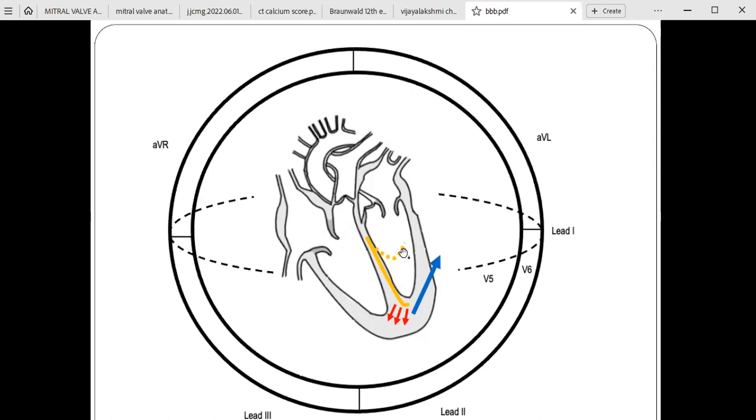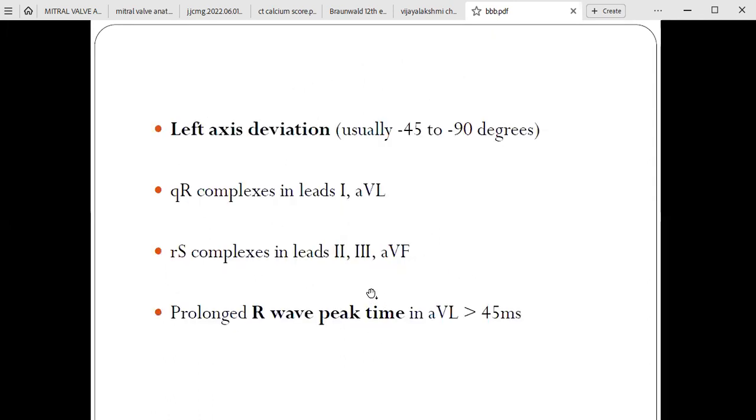And later on, what happens whenever this anterior fascicle gets activated, all these things will go and then depolarize this major ventricle here. This major ventricle direction of depolarization, from here to here, is in the direction of lead 1, V5 and V6. So lead 1, V5, V6 will produce a dominant R wave. Dominant R wave in lead 1, V5, V6, and a small R wave in lead 2, 3, AVF is a feature of what is called left anterior fascicular block.